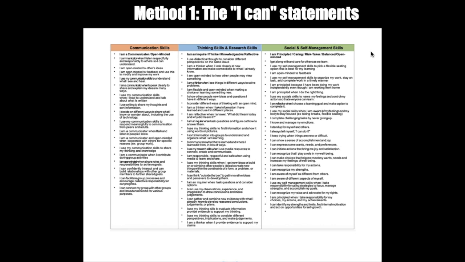This is what the I Can statements look like. It's very overwhelming when you first look at it because there's so much information. But the reason there's a lot of information is so that it can help you. So what I would do is I would break this down into parts and just look at one column at a time.